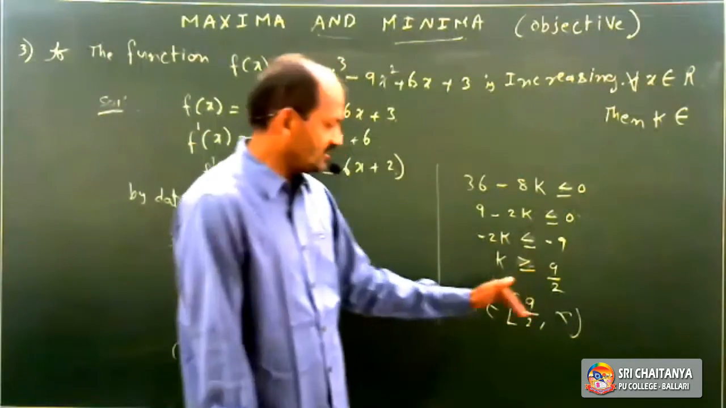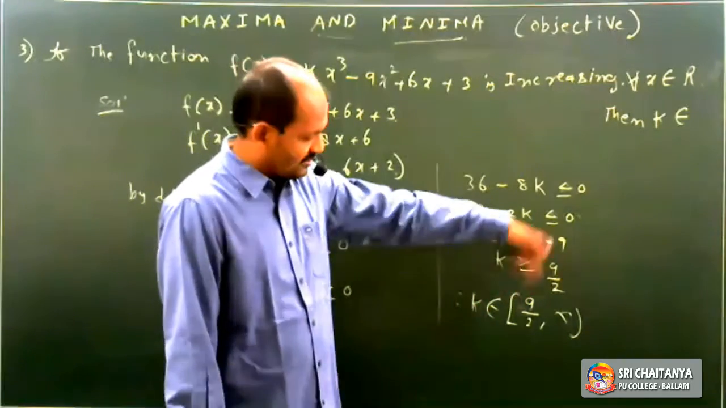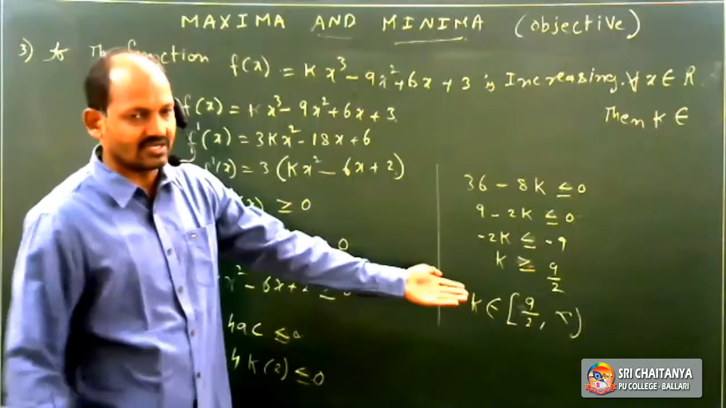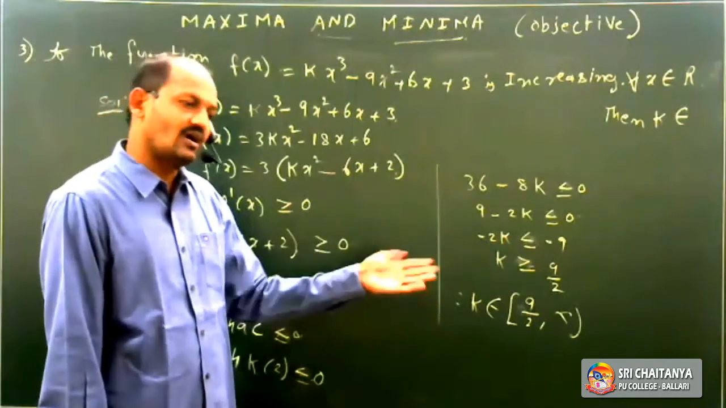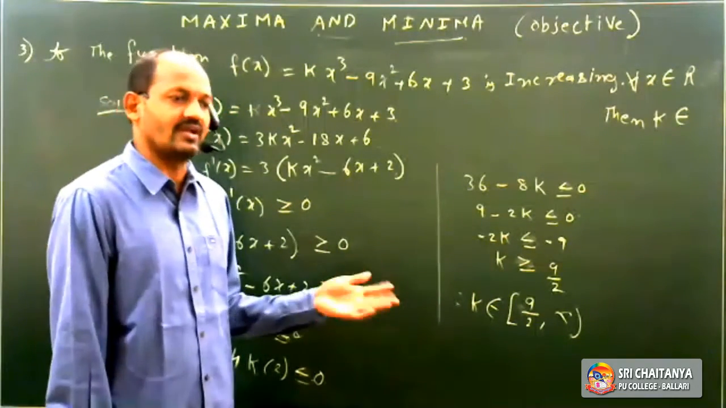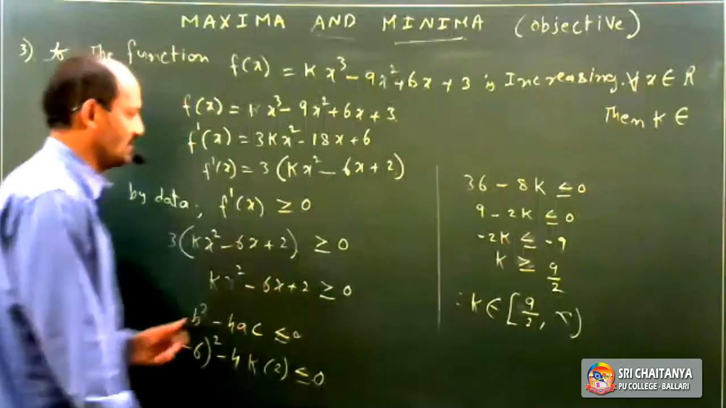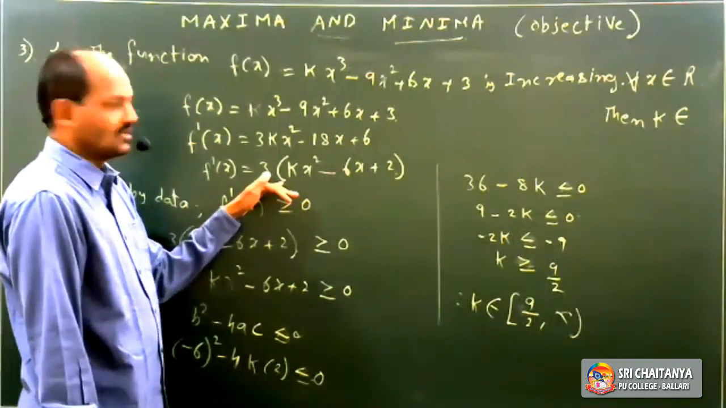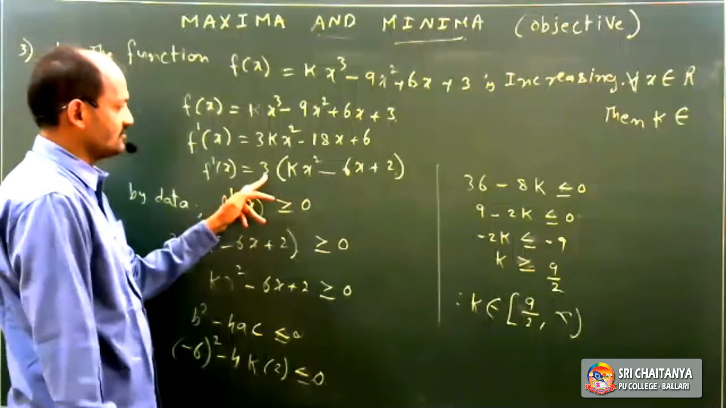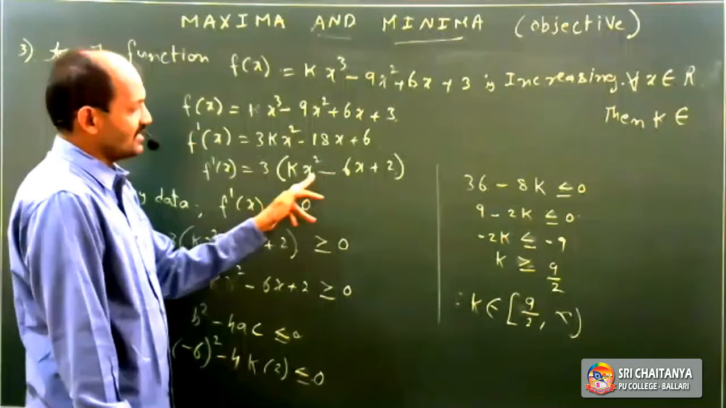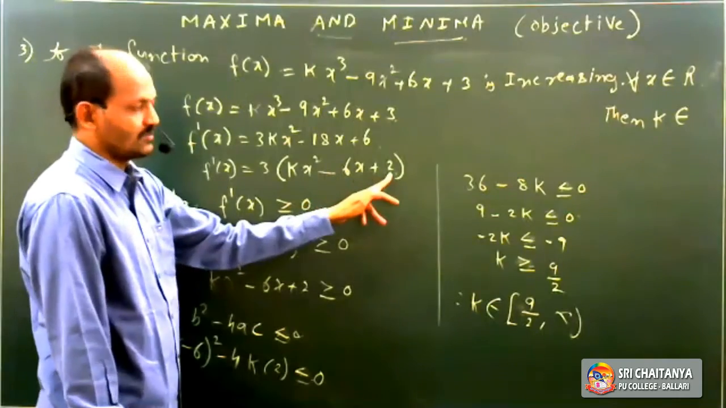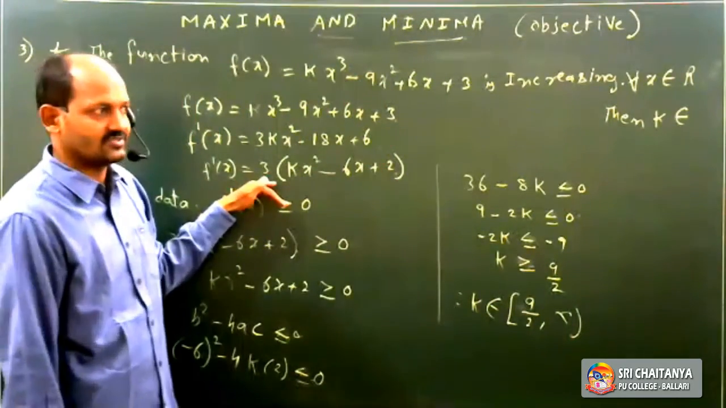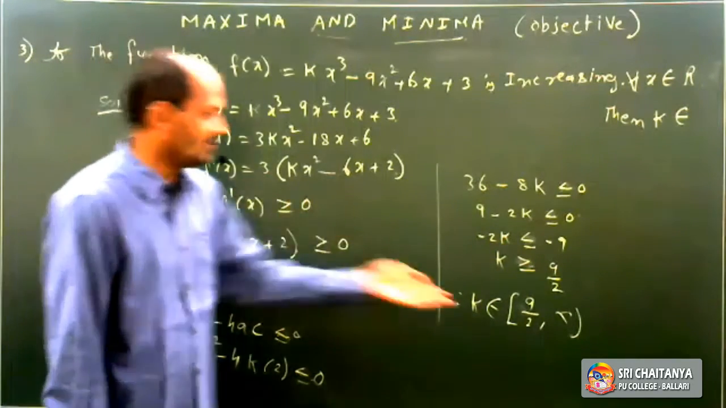So 4.5 to infinity values. So then k is clearly 4.5 and above values 5, 6, 7, 8, 9 and so on. For all these values, the given function gives positive. So f dash of x is 3 into kx square minus 6x plus 2. In this interval, the first derivative will be positive. If you have any doubt, verify.